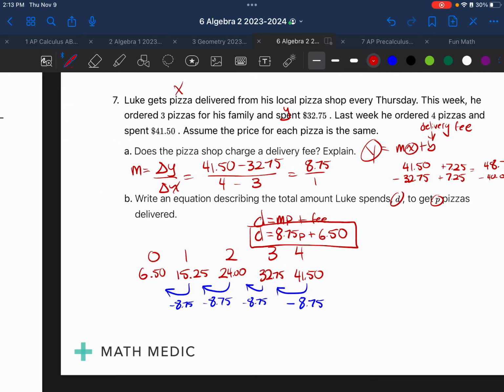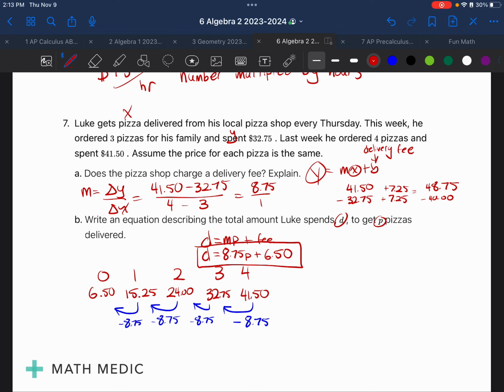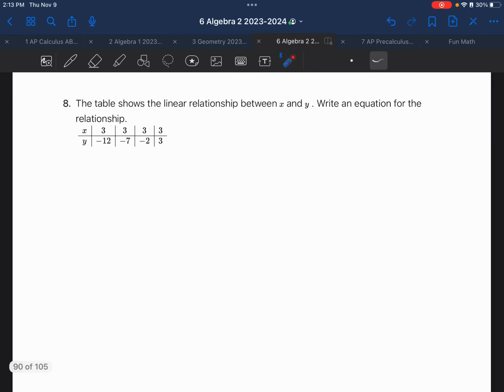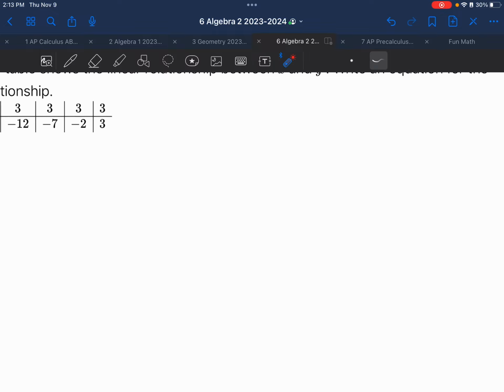All right. I didn't really answer A though, did I? I said it out loud, but I didn't write it down. Yes, $6.50. The way that I figured that out was by doing my table down there where I actually had some room. All right, and number 8, the table shows the linear relationship between x and y. Write an equation for that relationship.